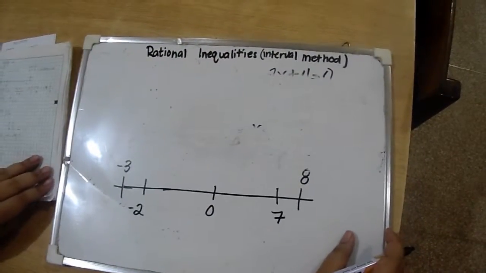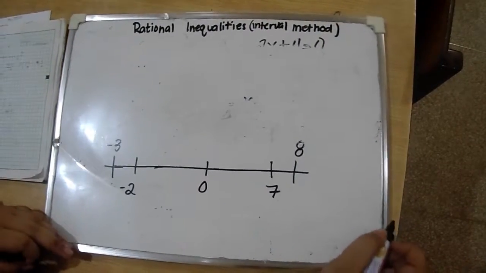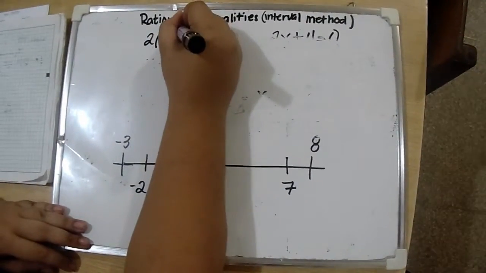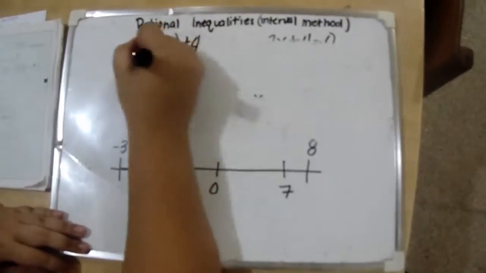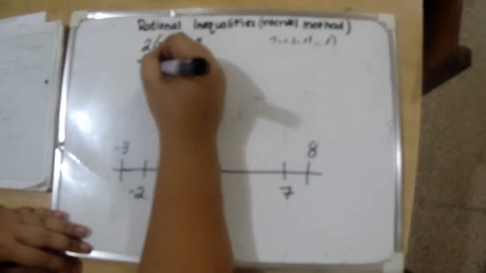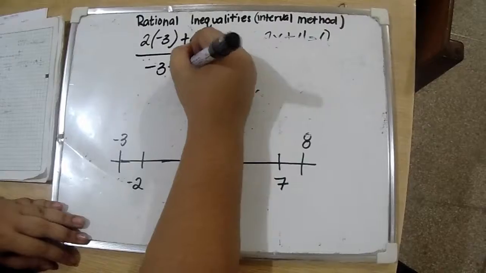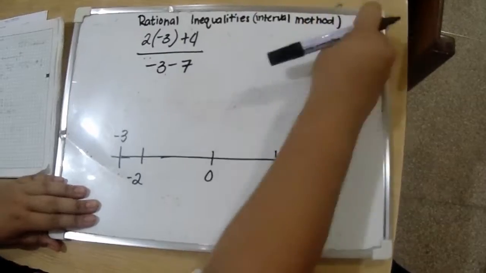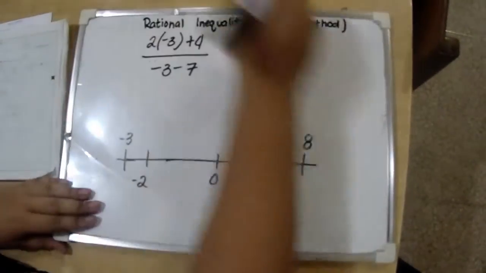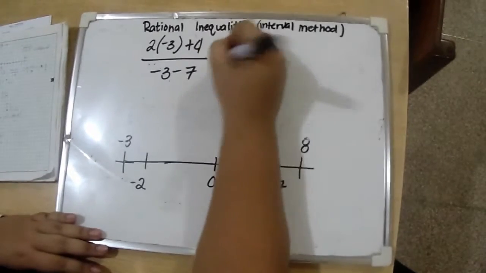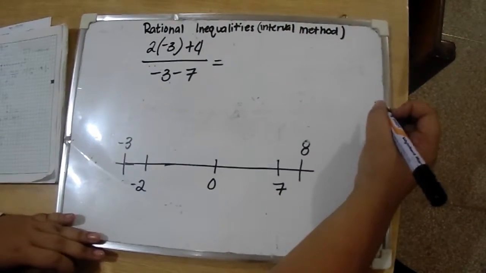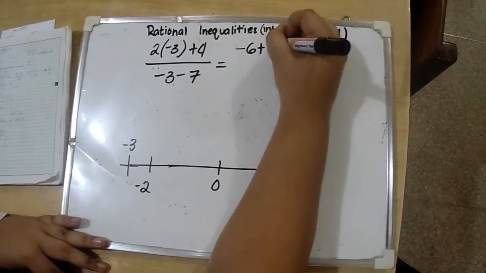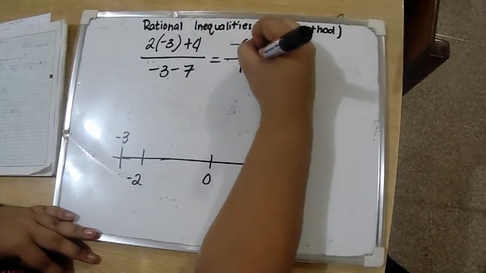First, we're going to substitute negative 3. So 2 times negative 3 plus 4 over negative 3 minus 7. Here, we check the sign of the result. The answer will be negative 6 plus 4 over negative 10.